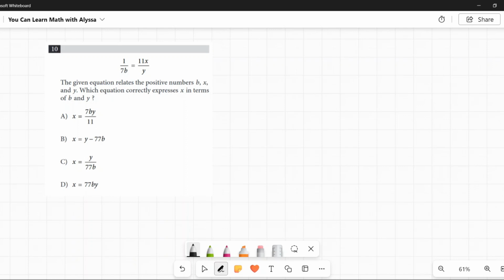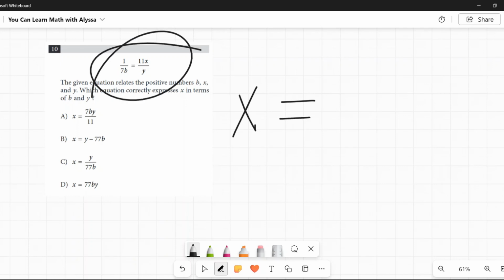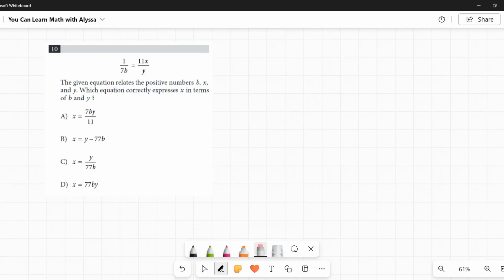So when it says expresses x in terms of b and y, x needs to be by itself on the left, and everything else that's in this equation needs to have moved to the other side. And it just needs to be a single x equals something. So let's take this initial equation. We have 1 over 7b equals 11x over y.